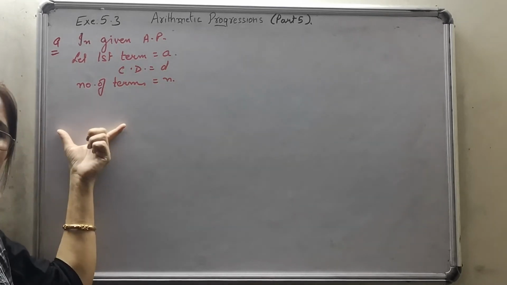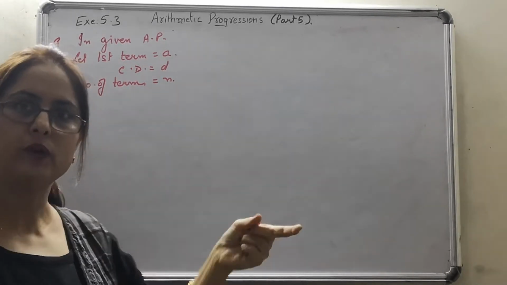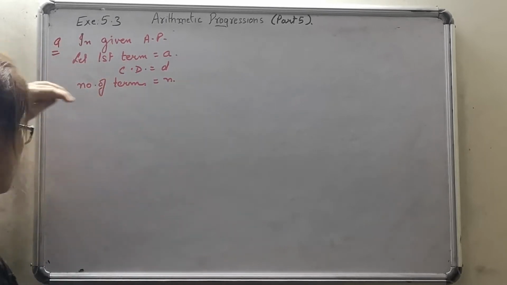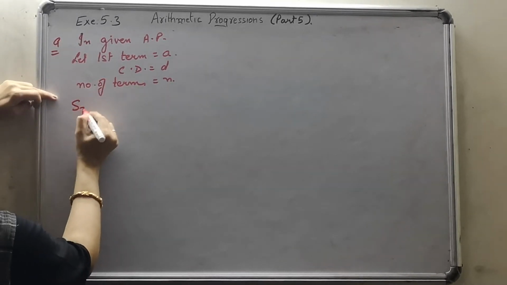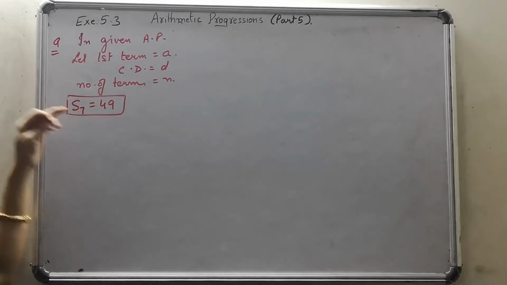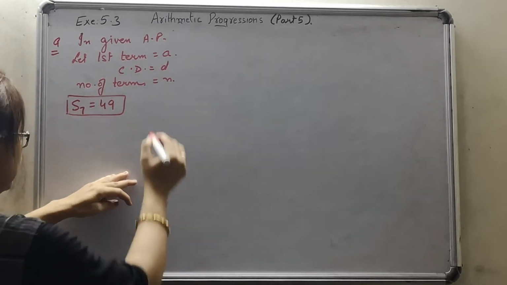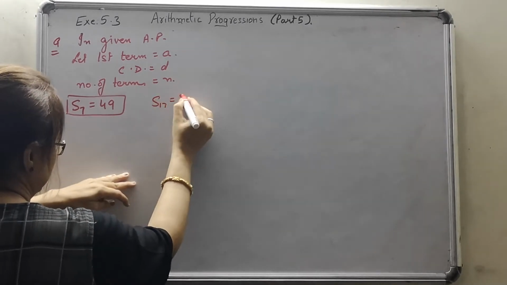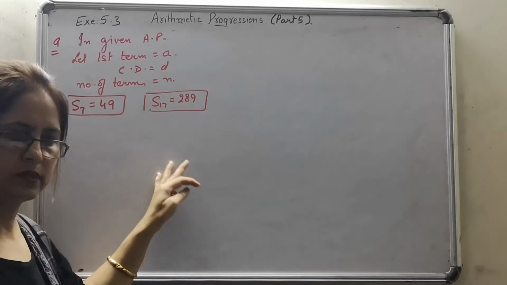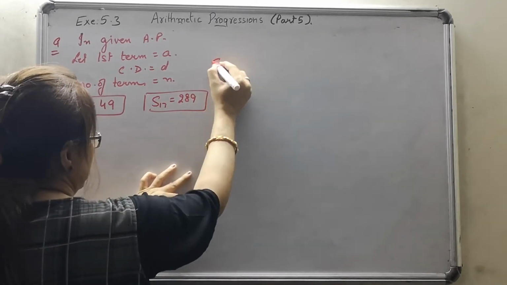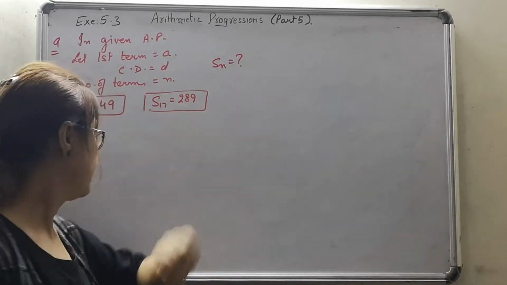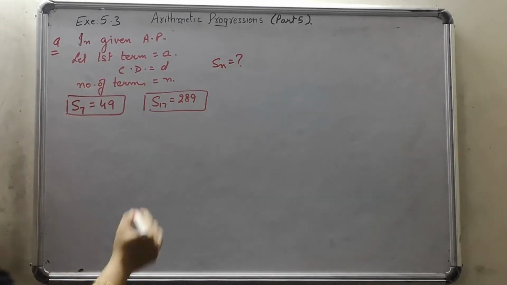Now that I have this much, I'll again move to the question and put down the values in parts. The sum of the first 7 terms is 49, so I have been given S7 as 49. And they have given us the sum of first 17 terms as 289. They have asked us to find the sum of n terms, so no value of n is expected. The answer will be in terms of n only. We have two parts with us. Let's move.